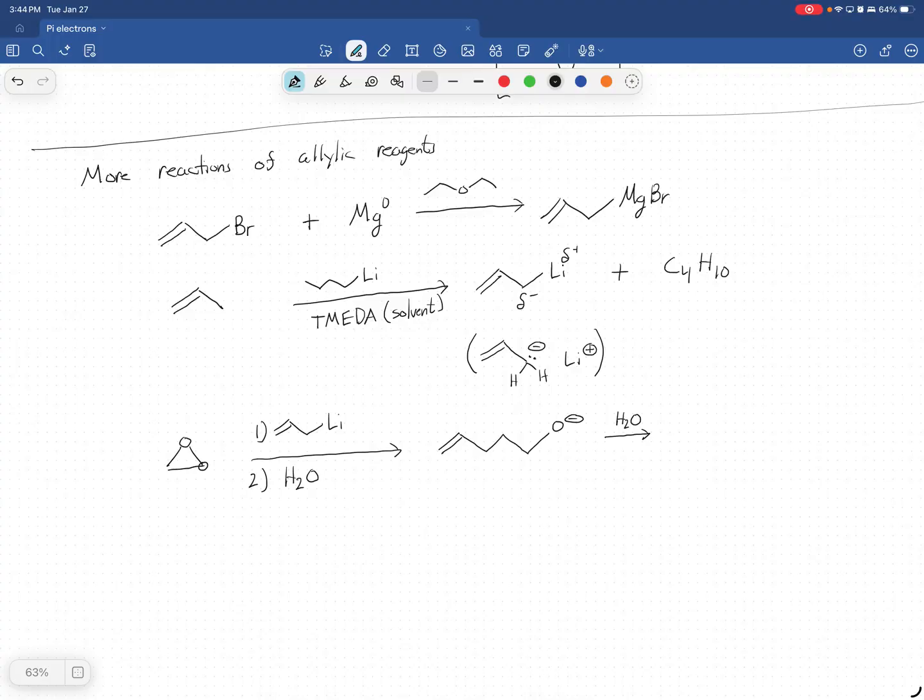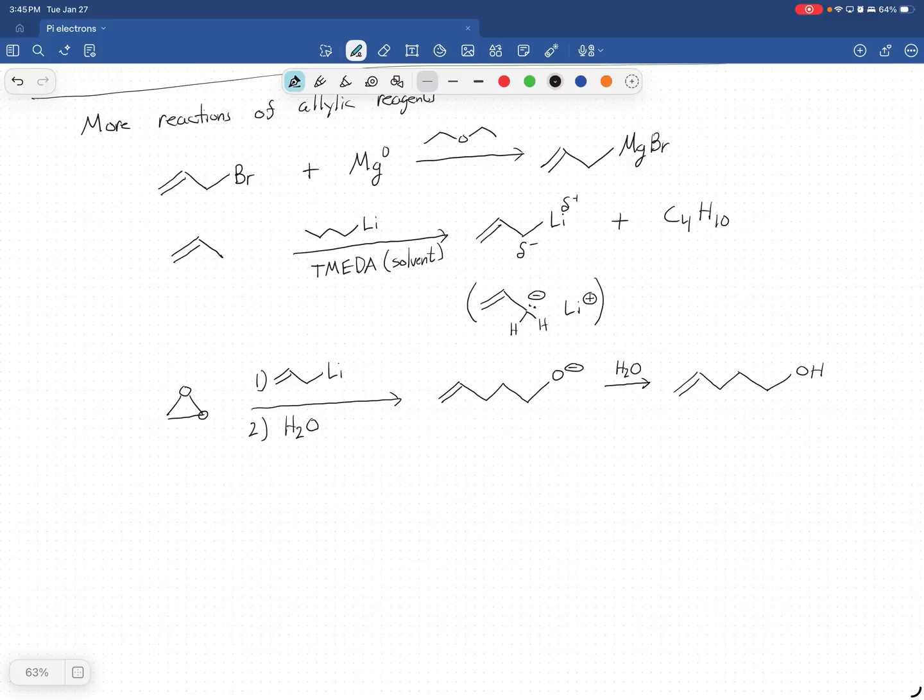Anyone? What do you think the water does here? It's my source of hydrogen. Yeah, so I just protonate the alcohol there. So I decided to show that just in case we need to refresh on what the water's actually doing. It's just a proton source to isolate your product. Okay? All right.